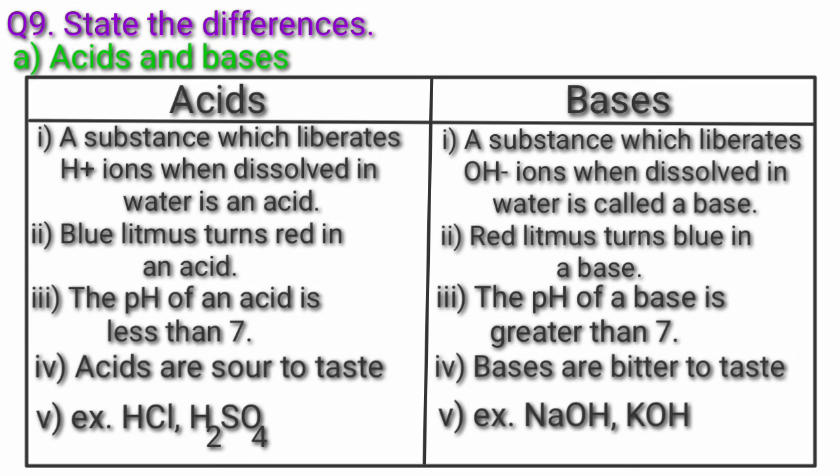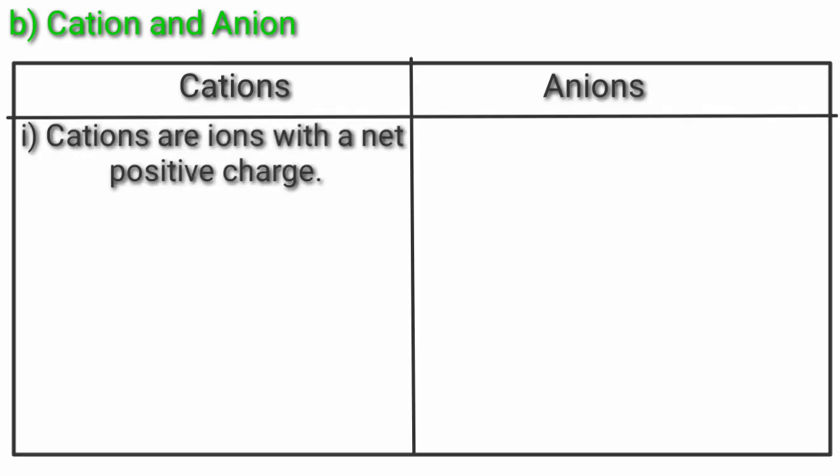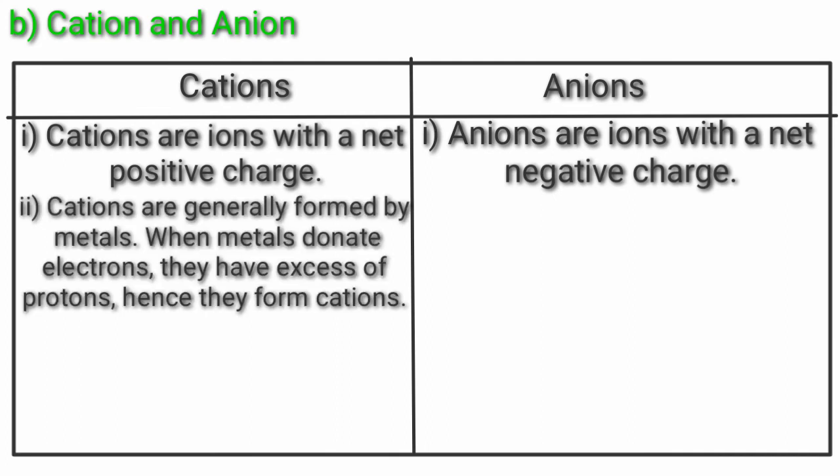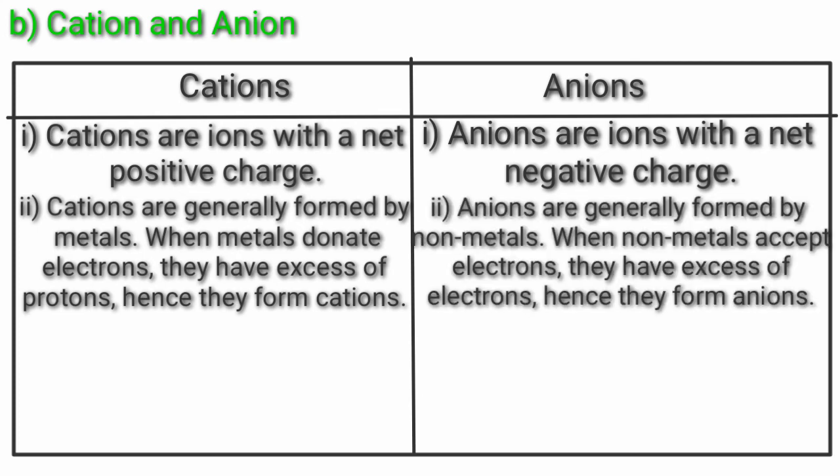B. Cation and anion. Answer. Cations are ions with a net positive charge. Anions are ions with a net negative charge. Cations are generally formed by metals. When metals donate electrons, they have an excess of protons, hence they form cations. Anions are generally formed by nonmetals. When nonmetals accept electrons, they have an excess of electrons, hence they form anions.